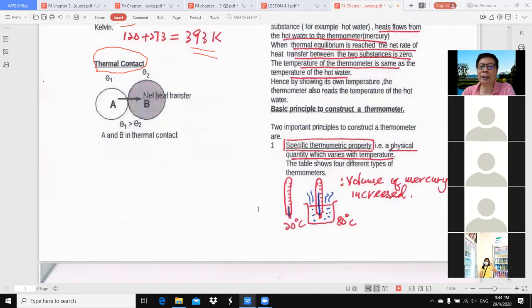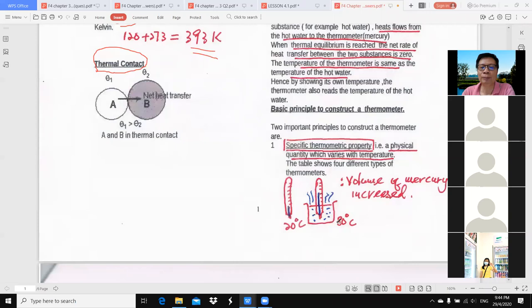Okay, the answer is here. It's a physical quantity that varies, varies means changes, with the temperature. Okay, look here. I'll give you one example. With this thermometer, when the temperature is 20 degrees, you see the mercury is here. So low, the mercury is here.